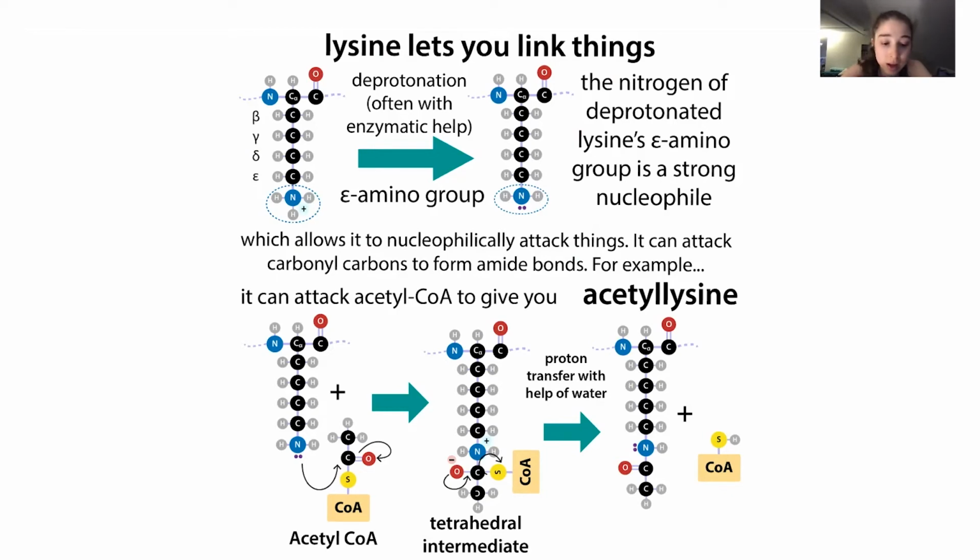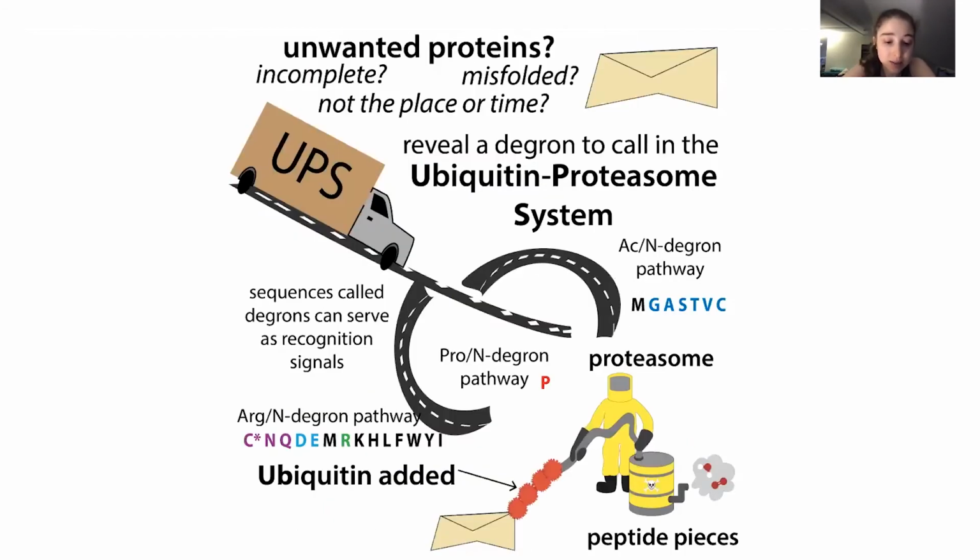And one place that you'll see this is with ubiquitination. The ubiquitin proteasome system is basically where you can tag a protein with ubiquitin, which is another little protein. You can get chains of ubiquitin, and this is going to send the protein for degradation in this complex called the proteasome.